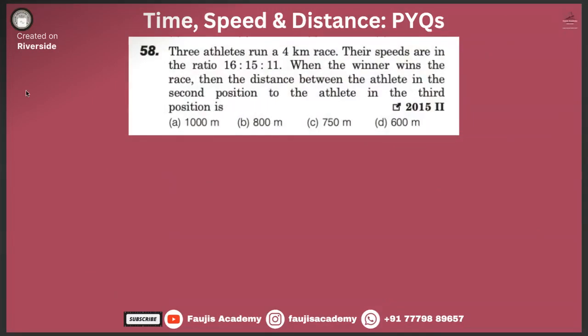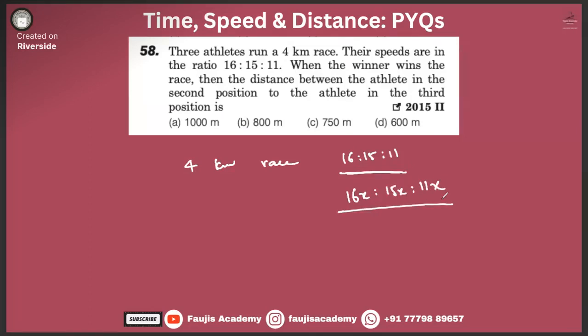Yes, sir. It's a 4 kilometer race. Okay, so that means what? 4 kilometers, and the ratio of the speeds is 16, 15 and 11. That means the speeds are 16x, 15x and 11x. Right. This is what the speed is.